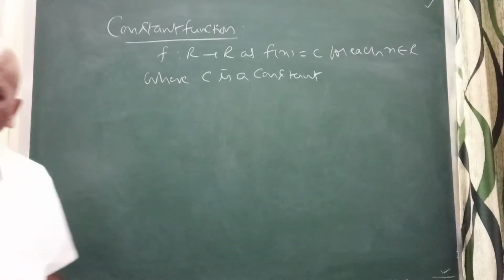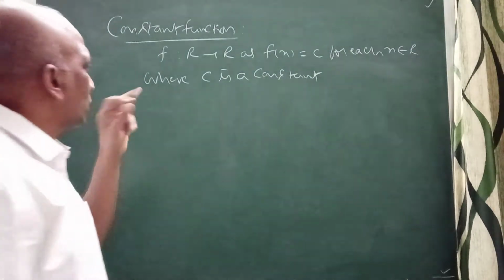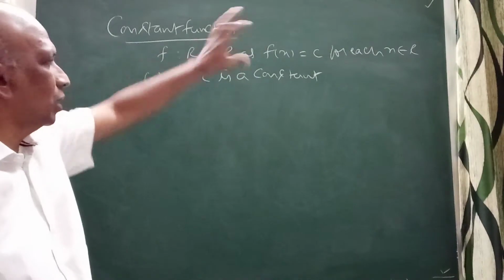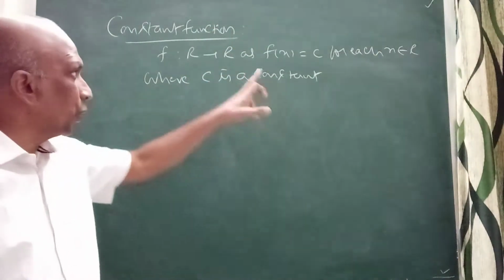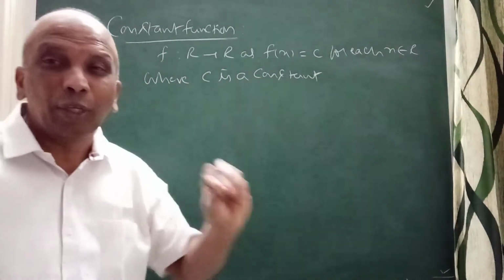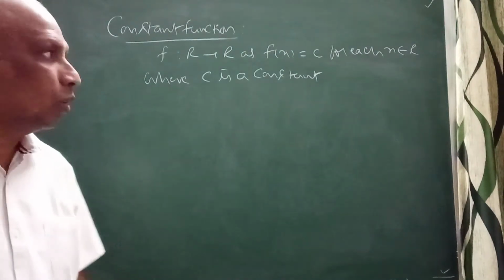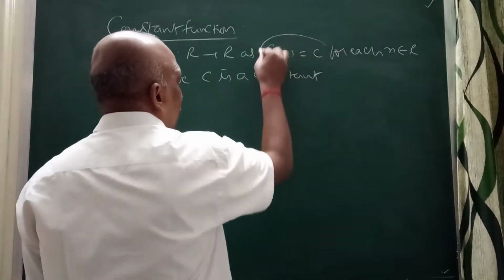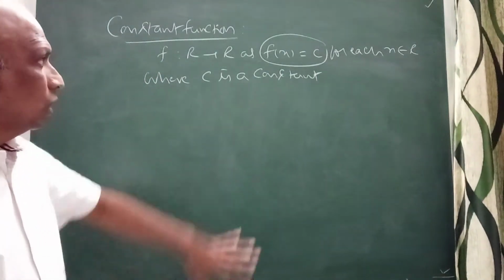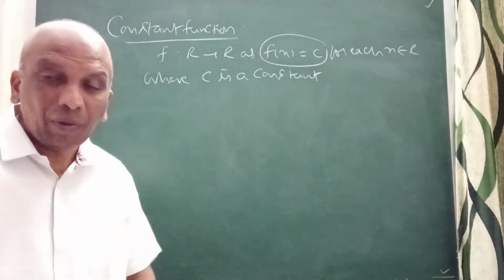For each x belongs to R, f of x equal to c, where c is a constant, it is called constant function. So you define f of x equal to c where c is constant. What is the actual meaning of this? There is no change here. It is a constant. Whatever you write here, there is no change. I will explain with an example.